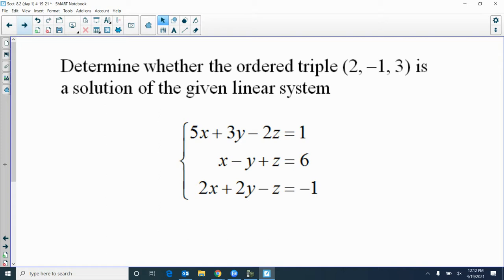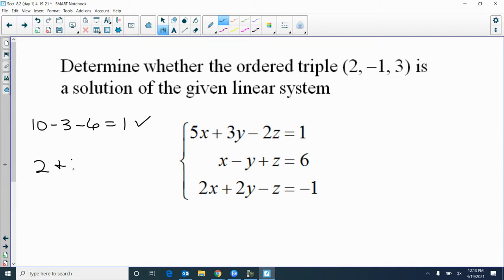Oh, there we go. That was easy. If you do check it, you plug it in, and it works for each of them. 5 times 2 is 10. 3 times -1 is -3. -2 times 3 is -6. 7 minus 6 is 1. So that one works. 2 minus -1 becomes +1, +3 equals 6. So that one works. 2 times 2 is 4. 2 times -1 is -2. Minus 3 gives me -1. Okay, so it is a solution. That's all you had to check.